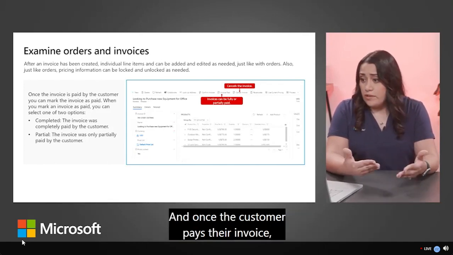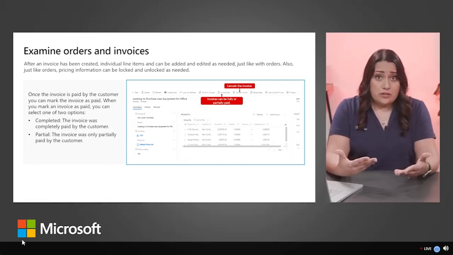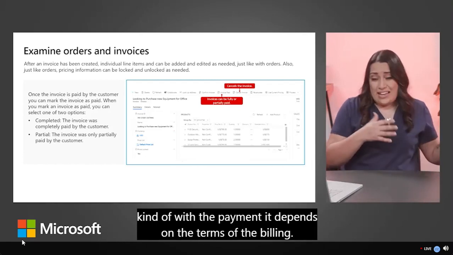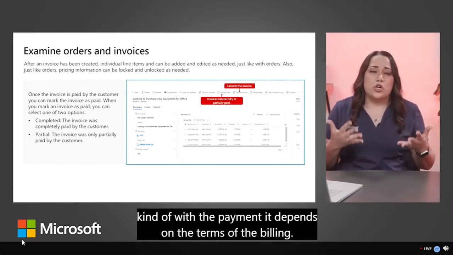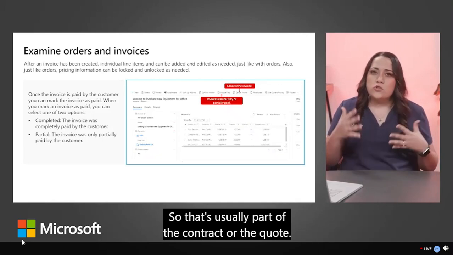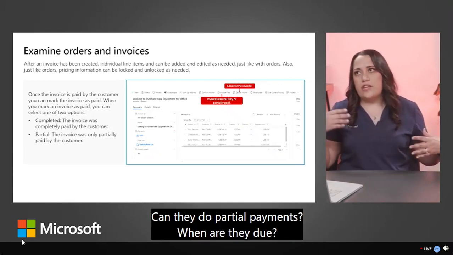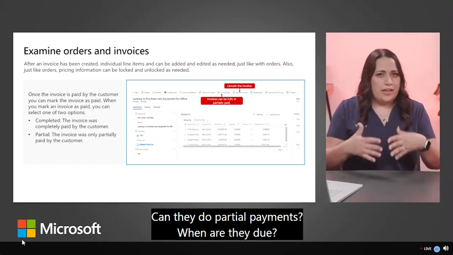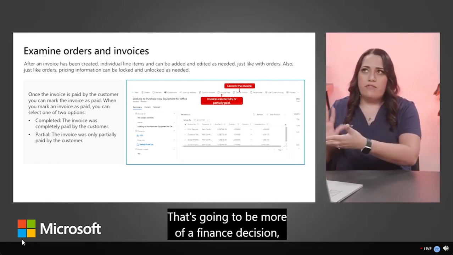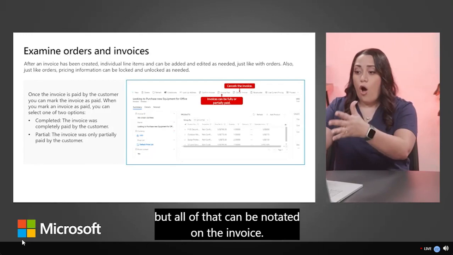And once the customer pays their invoice, with the payment, it depends on the terms of the billing. So that's usually part of like the contract or the quote. Do they have to pay it all up front? Can they do partial payments? When are they due? That's going to be more of a finance decision, but all of that can be notated on the invoice.